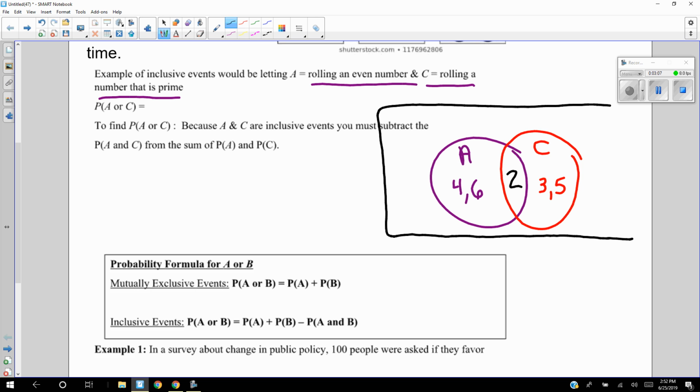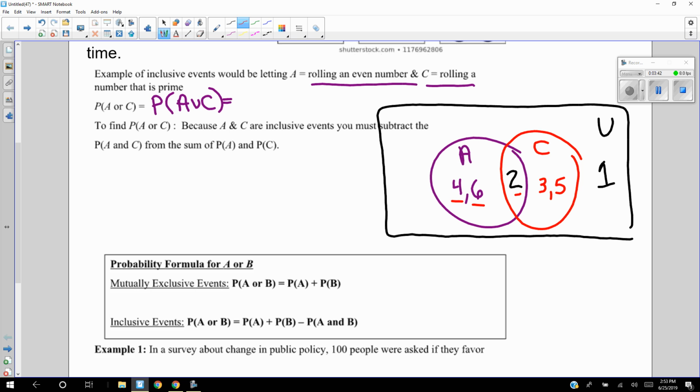So the only number we don't have up there is 1. Some people make a case for 1 being a prime. We're going to assume it's not prime in this particular example. So now the question wants us to find the probability of A or C. Or again, it's the probability of A union C.